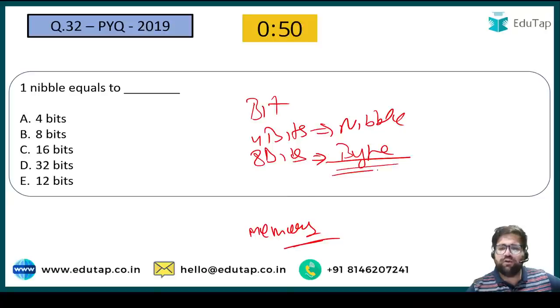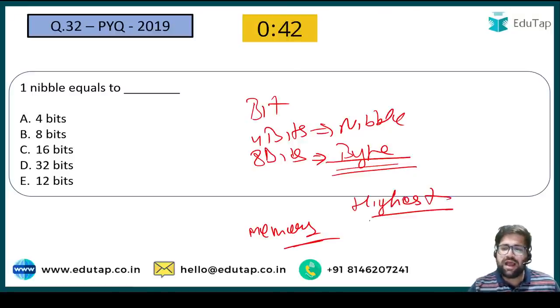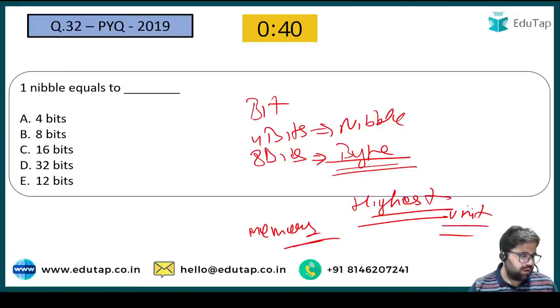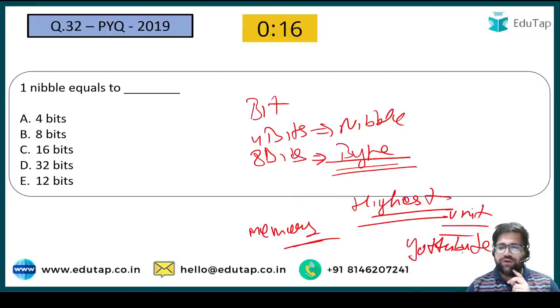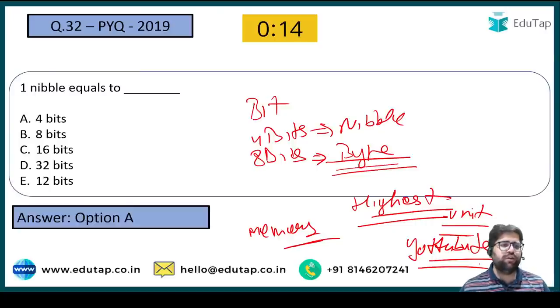Now can someone let me know what is the highest unit of memory? As simple as that. Highest unit of memory. Batao. Is it MB? Is it KB? Is it GB? Is it terabyte? Is it yottabyte? Or whatever you have in your mind. Let me see the chat box. 99 people are live with me right now. What is the highest unit of memory? Yes, Jatin has gone with the right answer. It's yottabyte. Very good. So the answer of this particular question will be A.